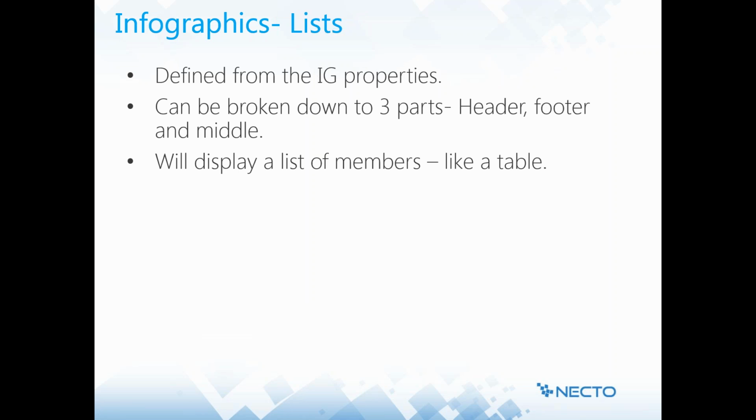List infographics, so now it will be defined in the IG properties. It can be broken down into three parts. You can now break down the infographic component into a header, a footer, and a middle, which is very good for printing. It will display a list of members, like a table that you will choose in the infographic design. So if you would like to show all the members of a certain geography dimension as a list without adding many text components, you can do that with this list capability. This is again very good for printing, and it is of course dynamic. So if today you have 10 members and tomorrow you have 20, the list will adjust accordingly.